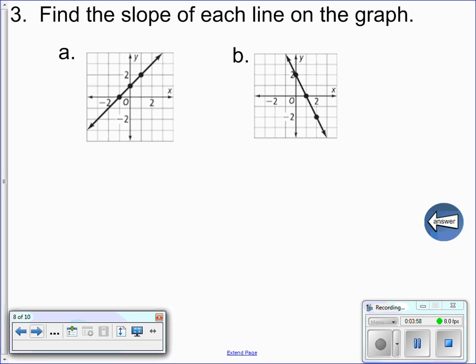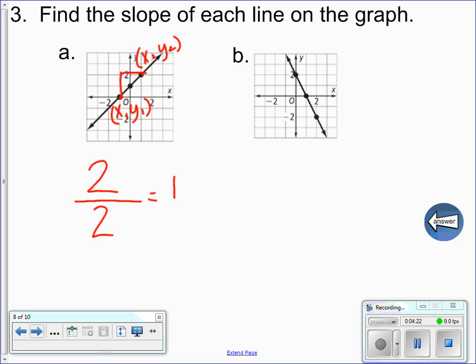In a graph, you can do the same thing. You can decide that this is x1 and y1, and this is x2 and y2, or we can just count and see what's going on. So from here to here, I'm going to go up 2, that's my numerator, and right 2, that's my denominator, so my slope is 1.